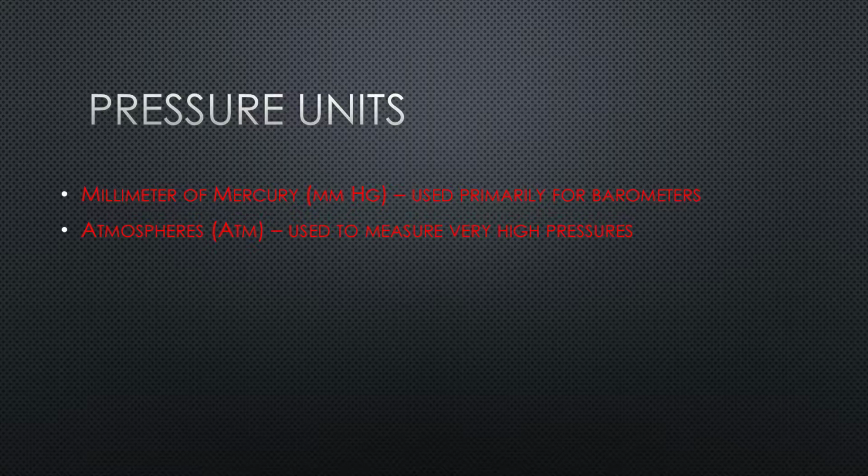For very, very high pressures, we use the unit of the atmosphere, the ATM. The Earth's atmosphere at sea level is set as 1. So if you're talking about a planet that has a 60 atmosphere pressure, you would know immediately it's 60 times that of the pressure on the Earth. Atmospheres can also be used for scuba diving applications.